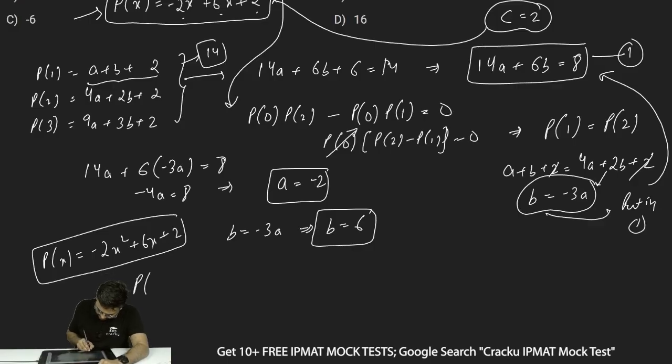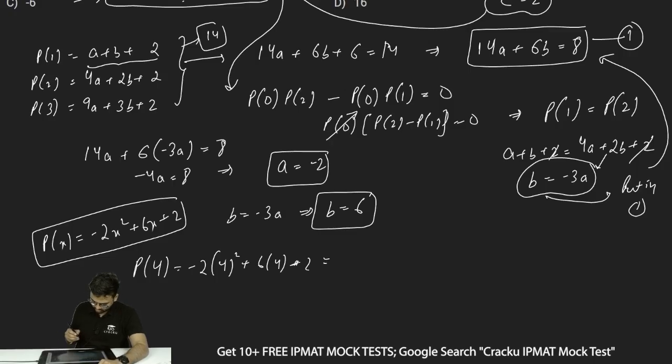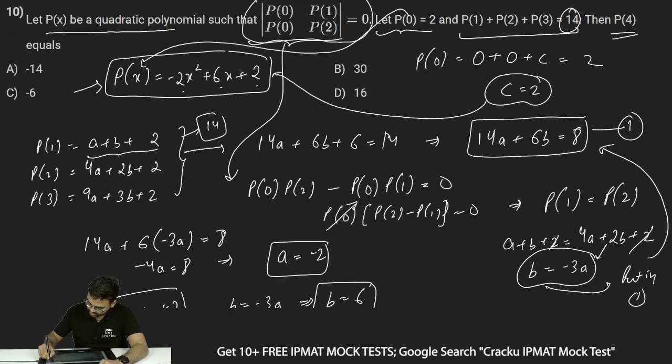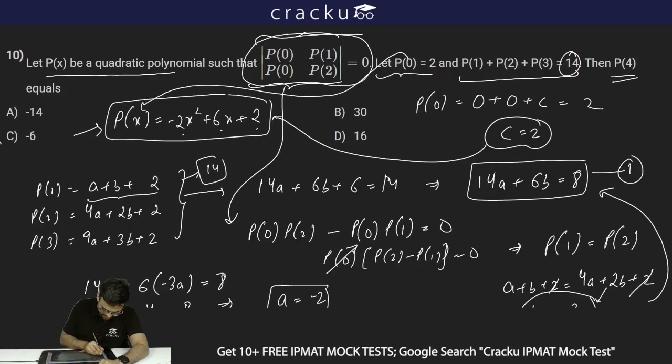So p of 4 will be minus 2 into 4 square plus 6 into 4 plus 2. So minus 2 into 4 square will be minus 32, plus 24 plus 2. This is minus 32 plus 26, which is minus 6. Thus p of 4 will be minus 6, and therefore option C, which is minus 6, will be the correct answer.